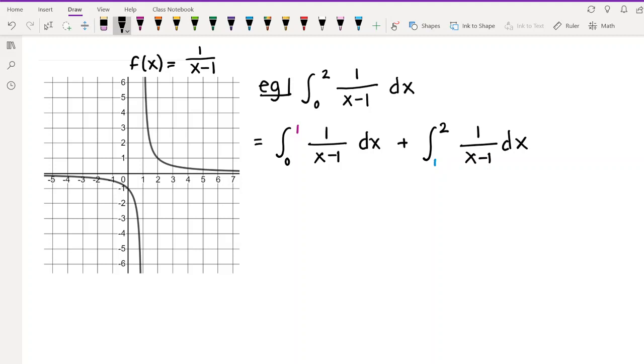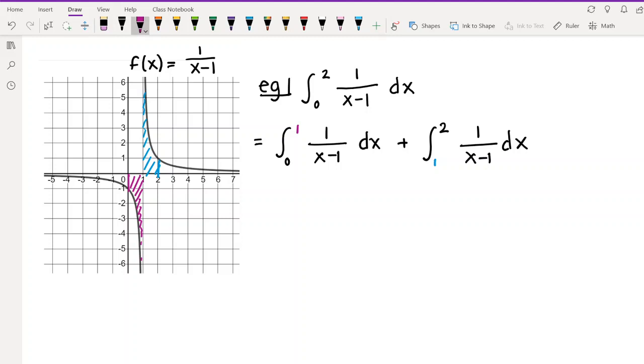So let me just also shade the region we're referring to here. The first part would be from 0 to 1, so that's this region here. And then the second region is from 1 to 2, so it ends here. Okay, so let's start with the first one.